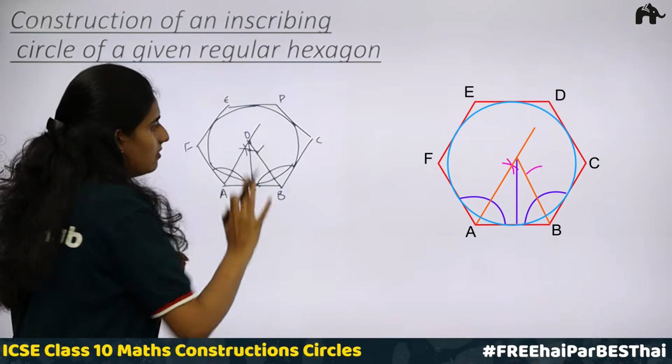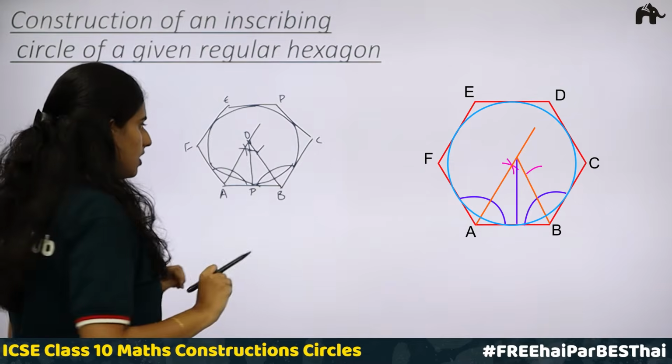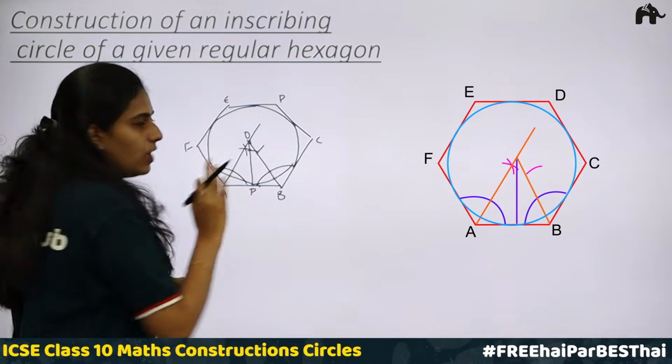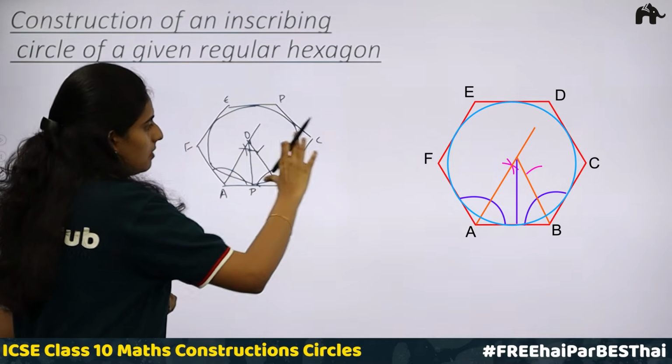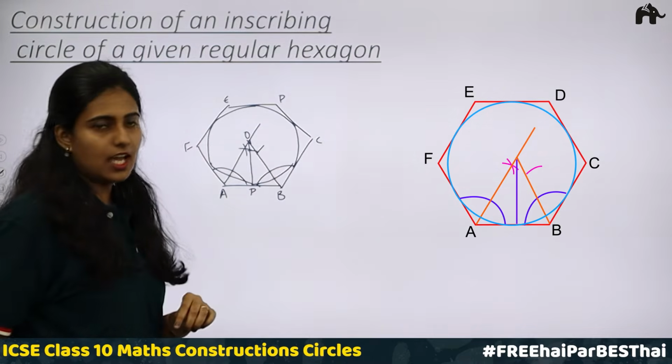Same steps that we have done in case of triangle. Here again, you are taking two angles. You can take any angle. Here I have taken A and B. BC is possible. CD. Any angles.